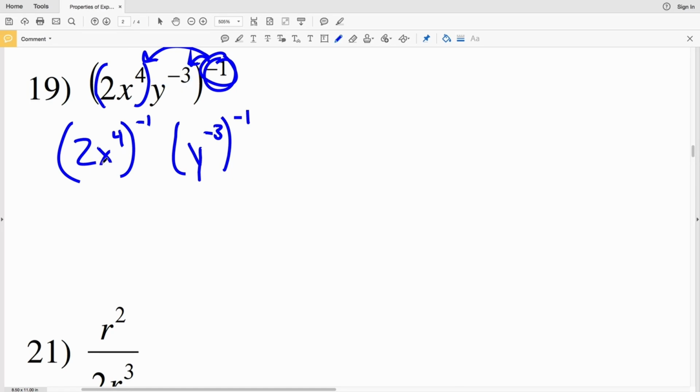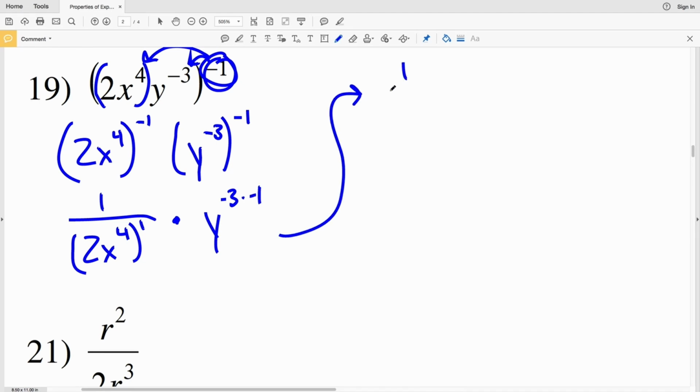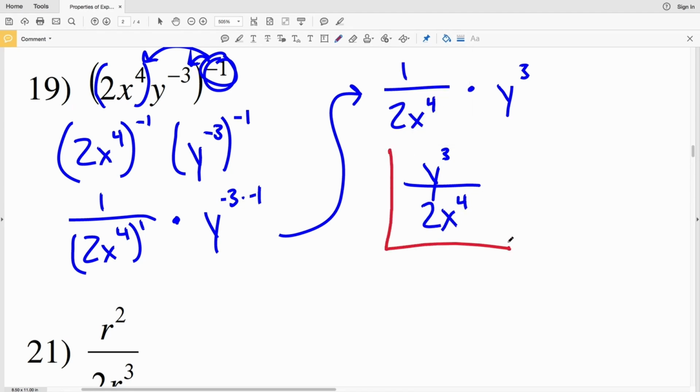So when I rewrite 2x to the 4th to the negative 1st, that will be 1 over 2x to the 4th, and I'm raising that all to the positive 1 within the denominator. However, for y, I'm going to multiply it out, so I'll get y to the negative 3 times negative 1, which, writing this out again, I'll have 1 over 2x to the 4th times y to the positive 3. So my y to the 3rd will remain in my numerator. So that's y to the 3rd all over 2x to the 4th. That is my solution in number 19.